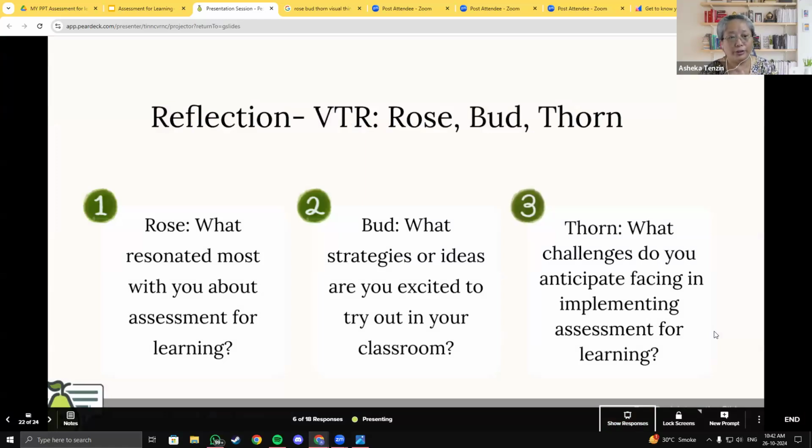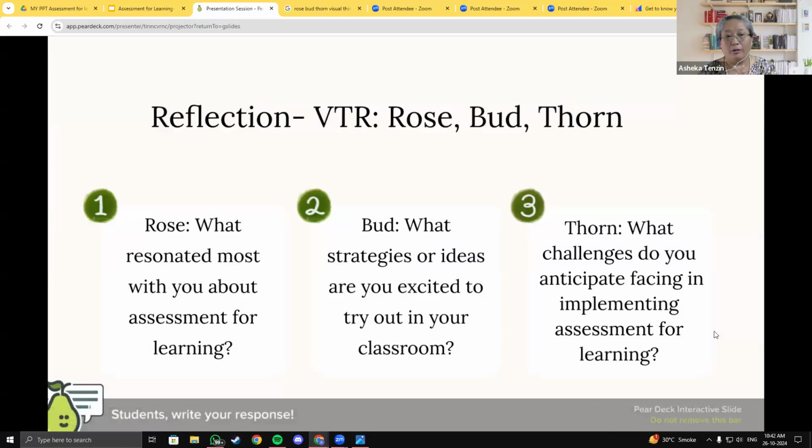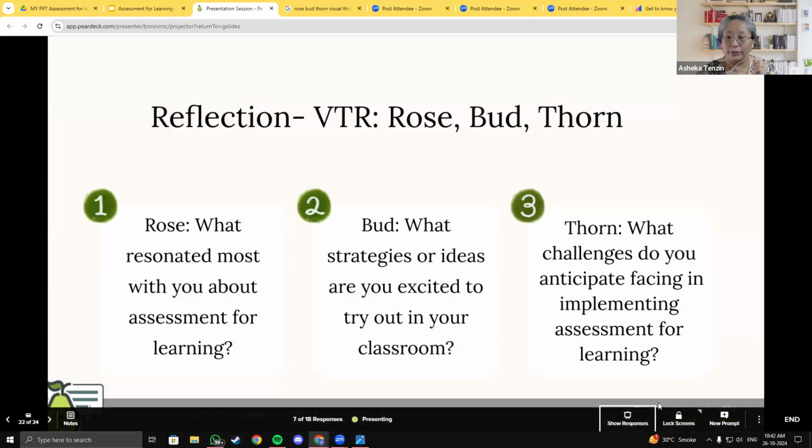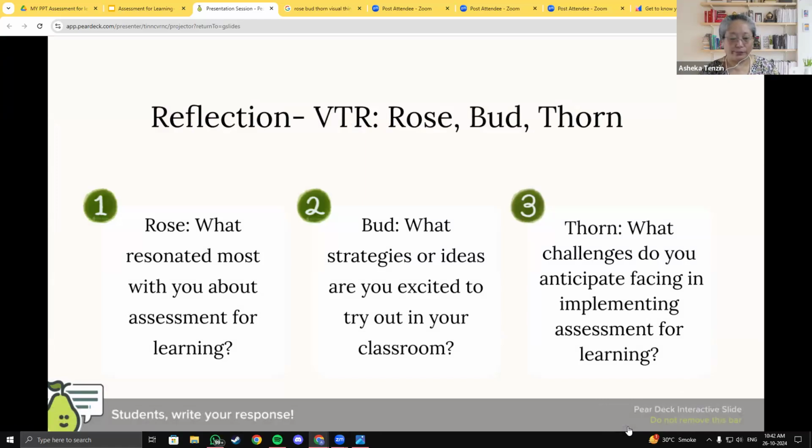What resonated most? Your aha moment? What strategies or ideas will you use? Are you excited to try in your classroom? And what challenges do you anticipate facing in implementing assessment for learning?